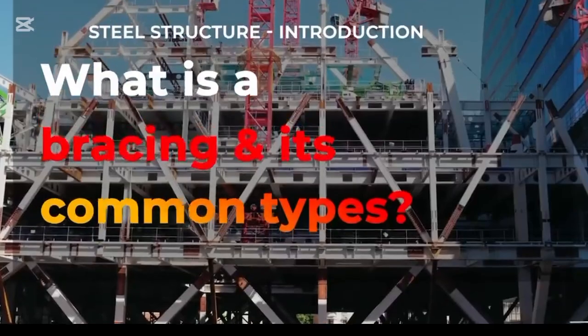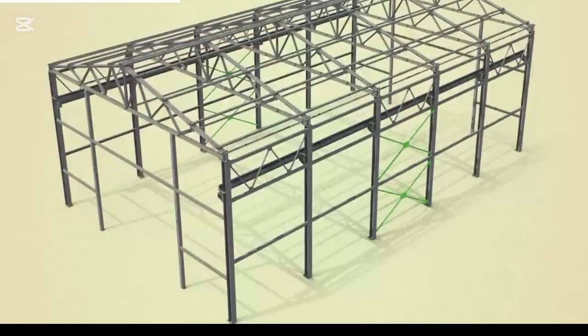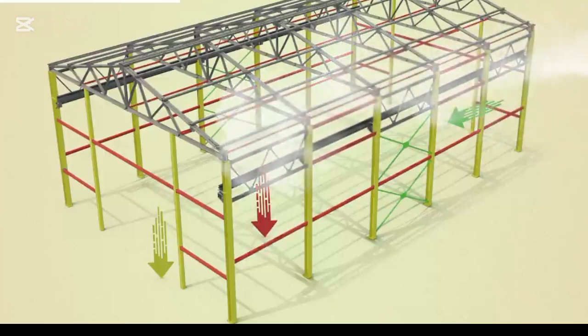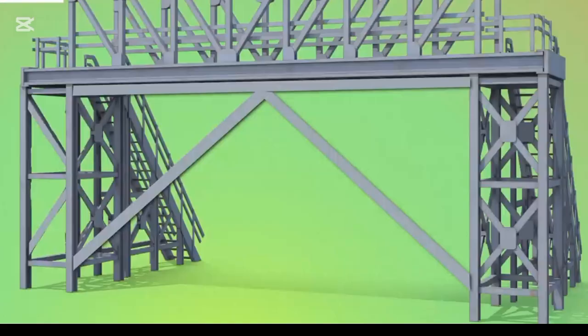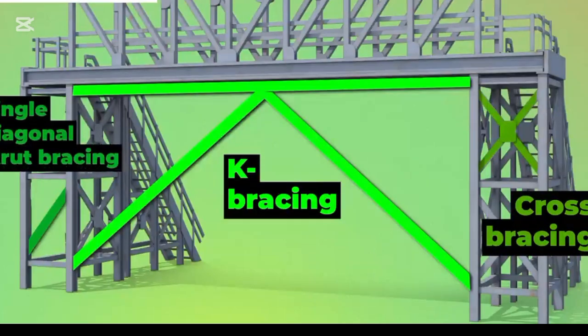What is bracing and its common types? Bracing is installed in structures in order to provide stability and resistance against lateral loads. While beams and columns support vertical or gravity loads, bracing is installed to resist horizontal loads, such as wind, that act on a structure. The most common types of bracing are K-bracing, cross-bracing, and single diagonal strut braces.